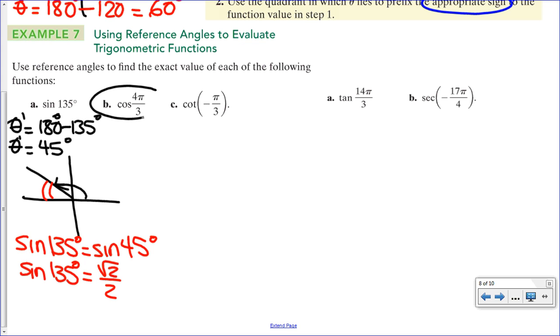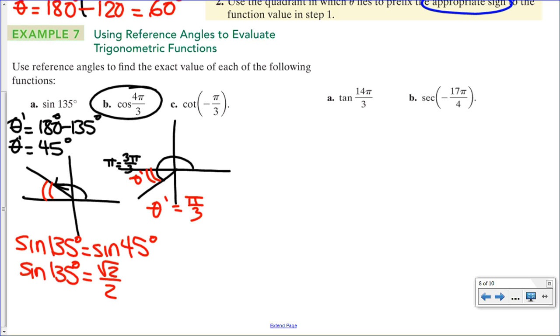So we have 4 pi over 3, right? So just quickly, I'm going to plot it. We're going to go over pi, right? Because pi is equivalent to 3 pi over 3. So my reference angle, which is right here, is going to be pi over 3. Very good. We went pi over 3 past pi. Kind of like when you tell time, Chris. Like 15 after 2.